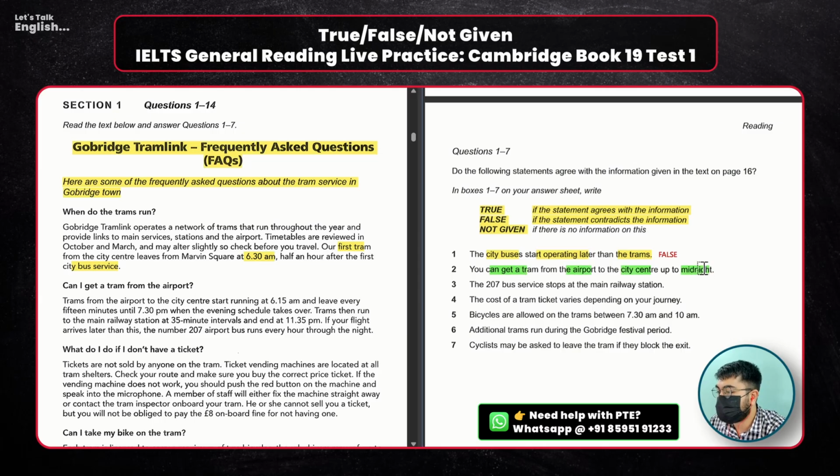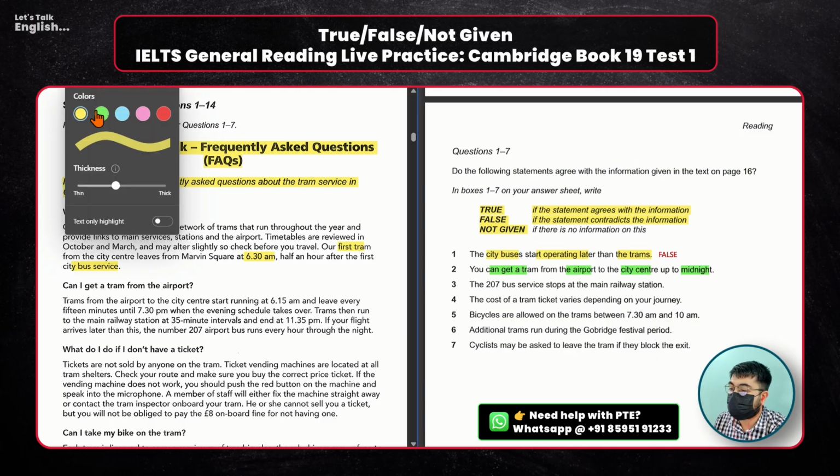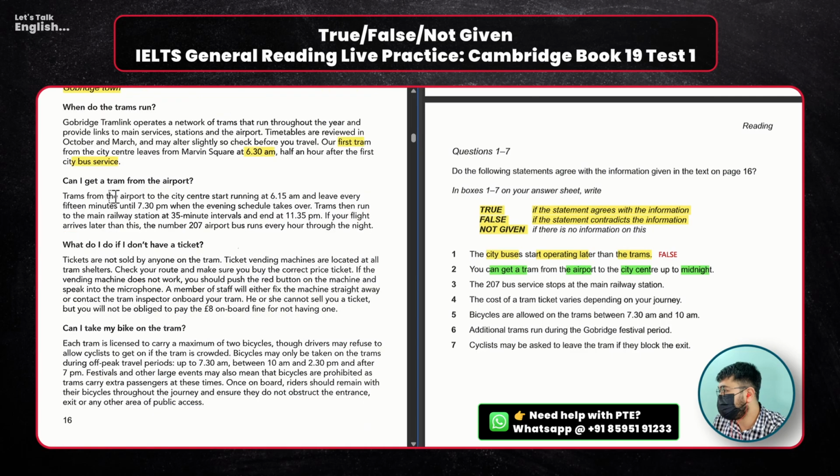Okay, question number 2 says you can get a tram from the airport to the city center up to the midnight. Okay, so you will get a tram from the airport to the city center up till 12 in the night. Let's see where it is located. The second paragraph speaks somewhat the same. Yes, the timing is also here. Okay, you only get it till 7:30 in the late evening, and not after that.